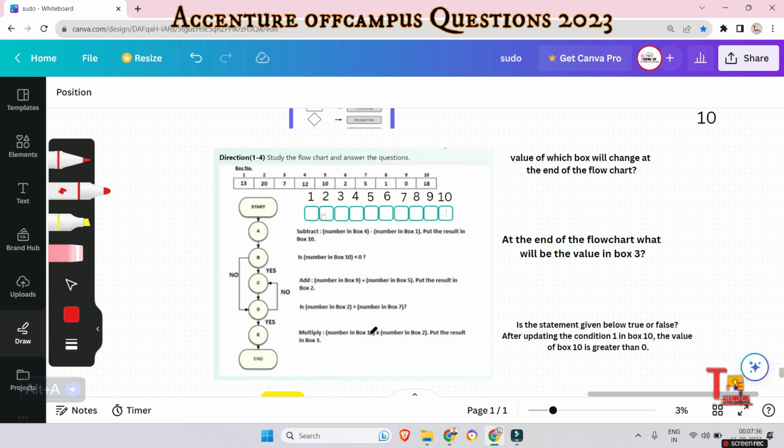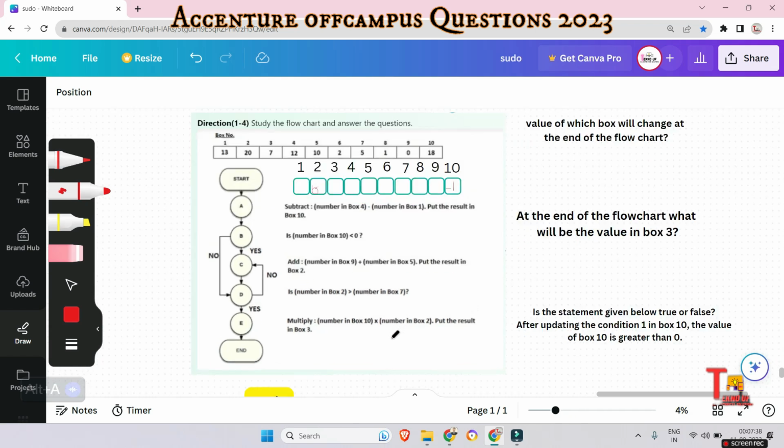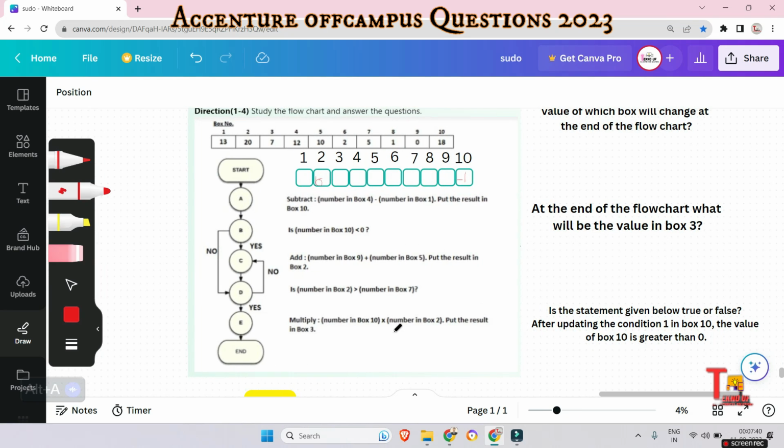So now multiply the number in box 10 and the number in box 2. The number in box 10 is minus 1 and the number in box 2 is 10, right? So 10 multiplied by minus 1 will be minus 10. So we have to put the value minus 10 in box 3. The rest of the values stay as they are.